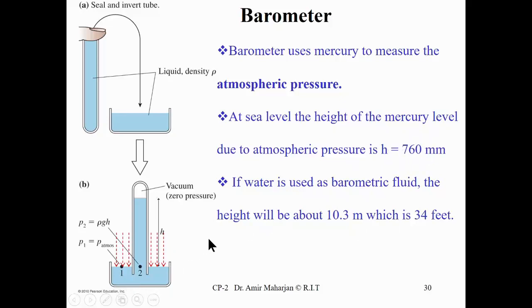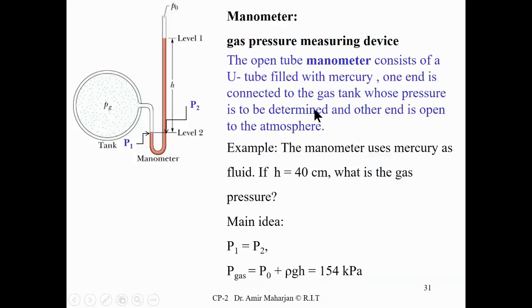However, liquid water is a very light liquid, with much lower density compared to mercury. If you use water instead of mercury, you would need 10 meters, 34 feet of height. So it's not very practical to do this barometric measurement with water. You need a heavy liquid like mercury. And here are some example problems that I will show you.